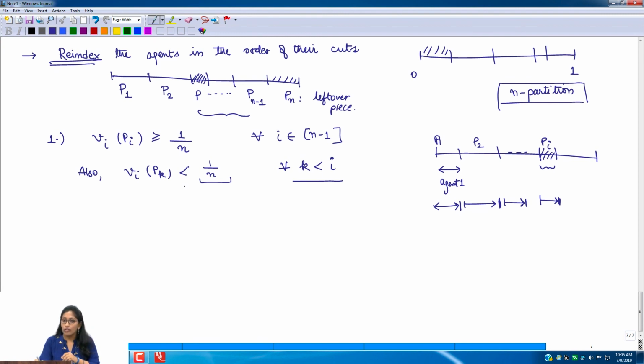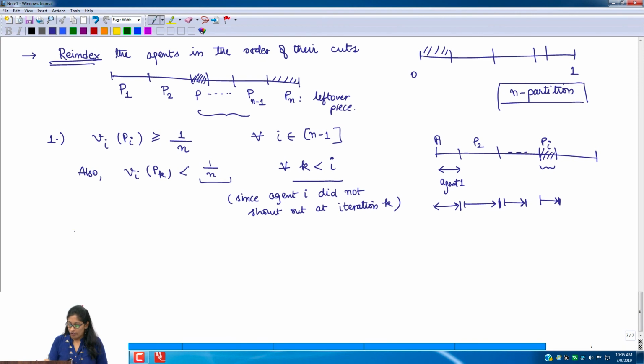Less than or equal to? No. If it was even equal to, he would have shouted out, right? These are degenerate cases, we are not worrying about them. This is because agent I did not shout out at iteration k. He was not the first one to shout, right?